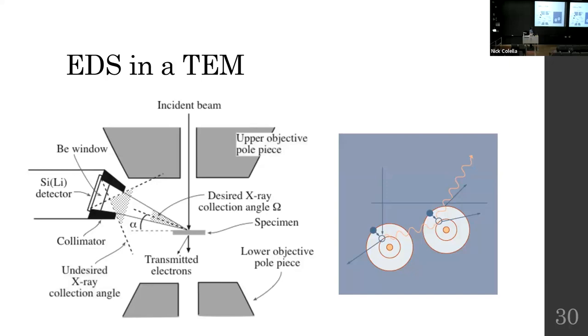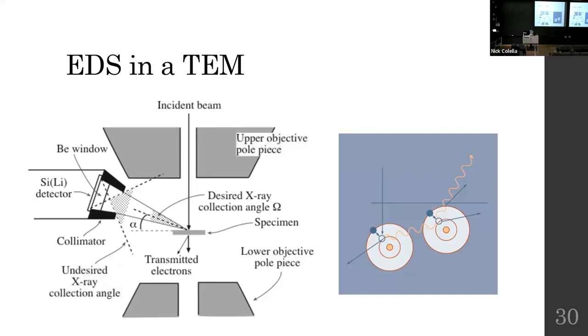EDS is something that Tim talked about. You can do EDS in a TEM as well as an SEM. So the detector geometry is a little bit different. What you do is you bring the detector in as close as you can to the sample, but you're constrained by how close you can get it because of the microscope's pole pieces. So you also have a collimator there, which tries to aim at the sample.